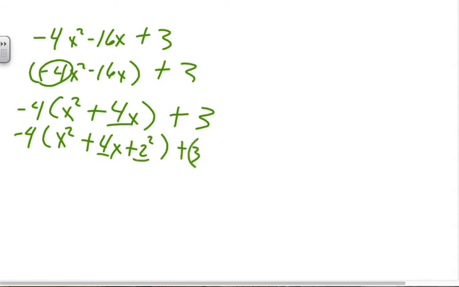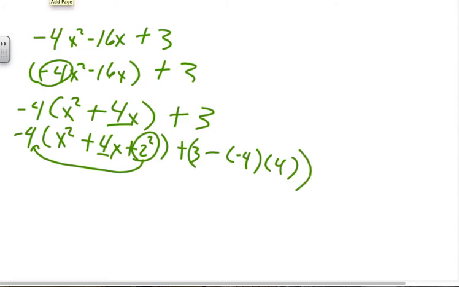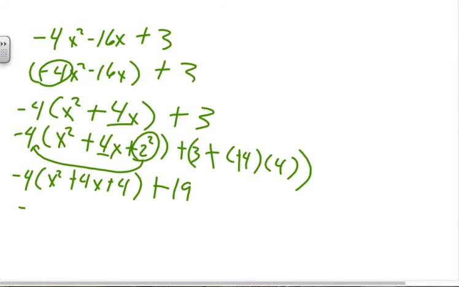Now I've added that in, but that is multiplied by that. So what I have to do is subtract out the product of negative 4 and 4. Okay, so now we come through, I'm going to have negative 4 times x squared plus 4x plus 4, plus, two negatives make a positive, 19. And now I'm going to factor this thing.